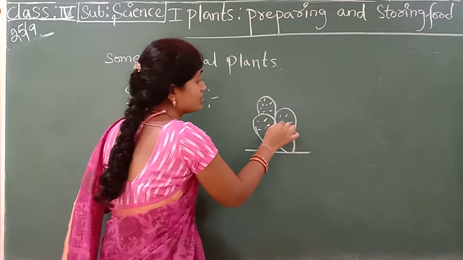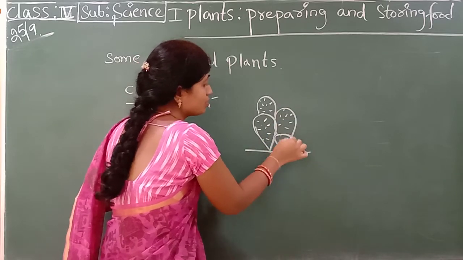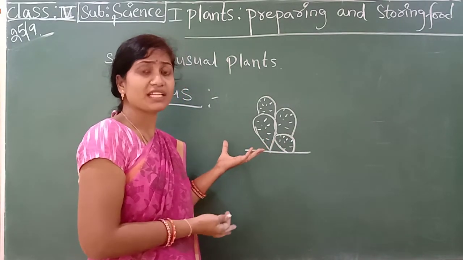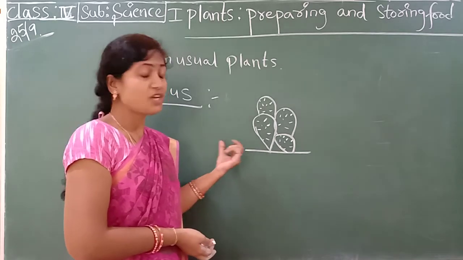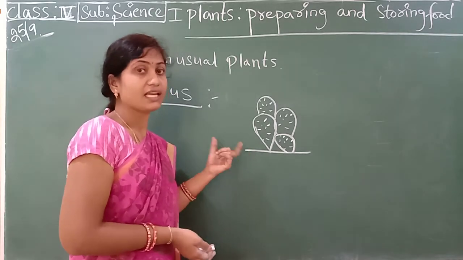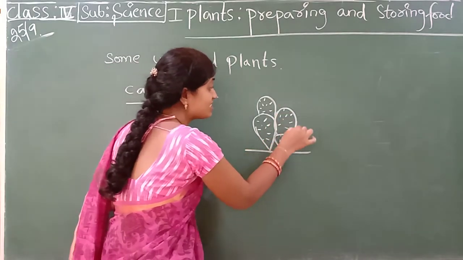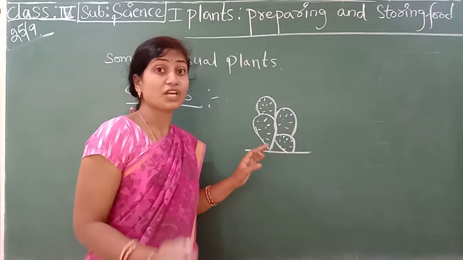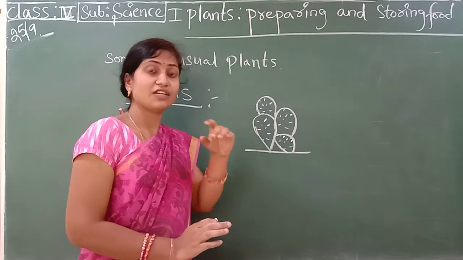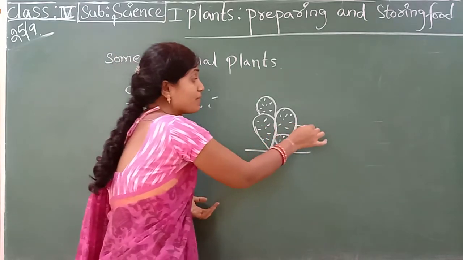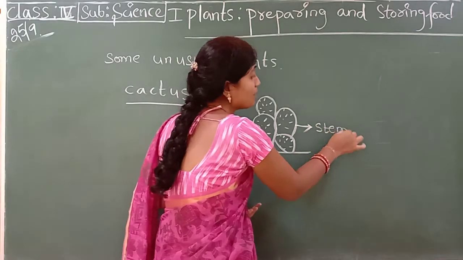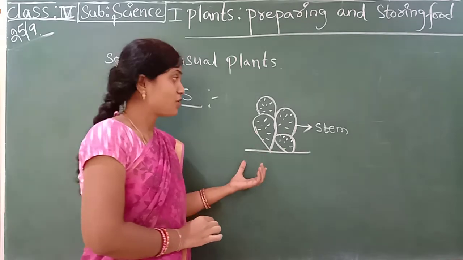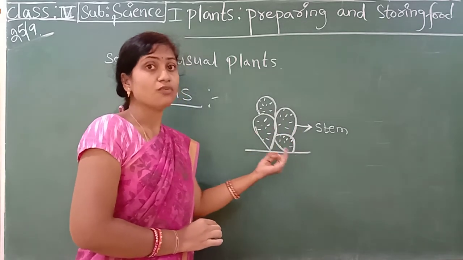Thorns. These all are thorns. So they don't have leaves. Without leaves, how can they prepare their own food? See children, you have to think. Listen. This is the stem. In cactus, this is the stem. This stem looks green in color. In the desert, there is very little water. That's why they prepare their own food with their stem only, in the presence of sunlight. It is the same photosynthesis process. Only the stem prepares their own food.